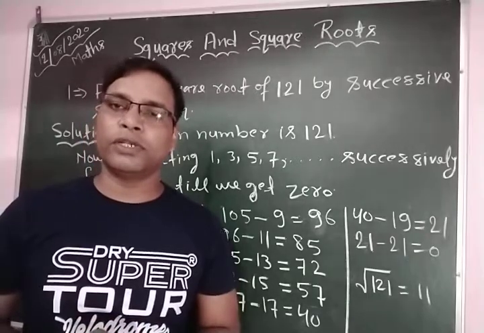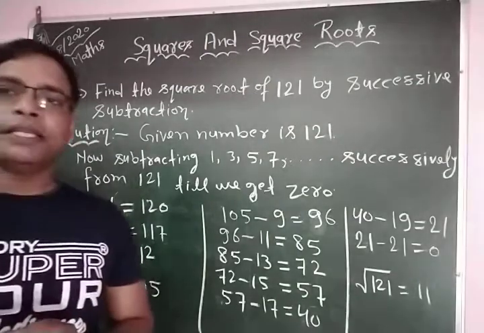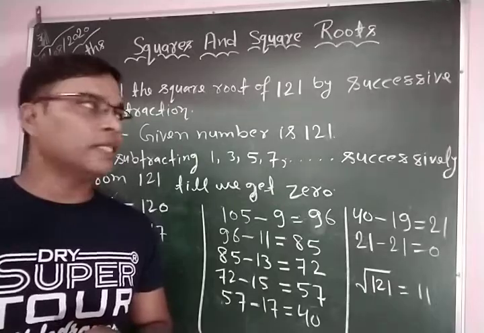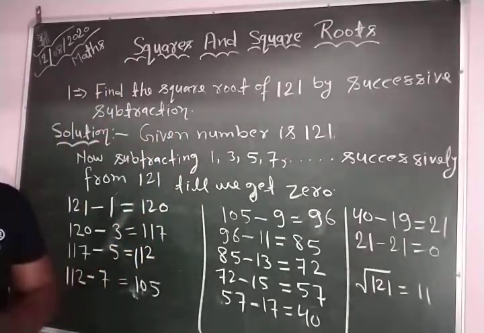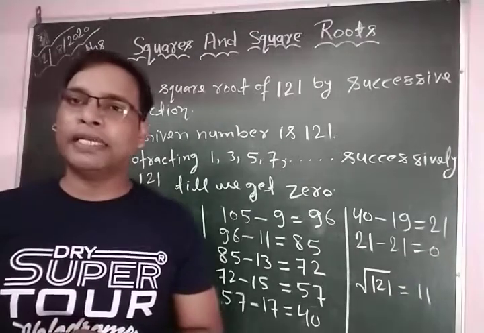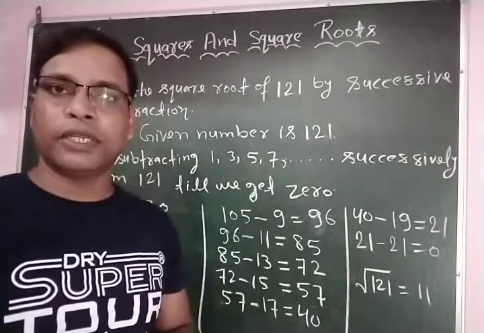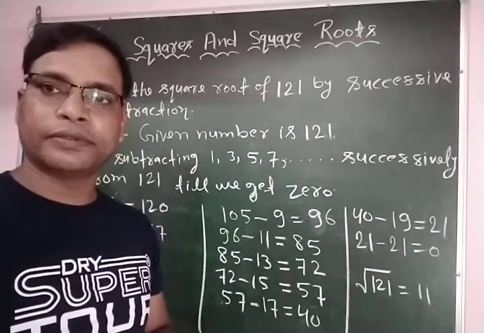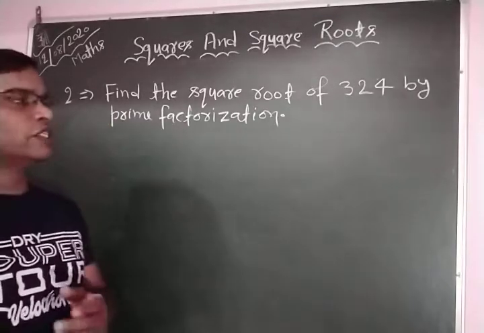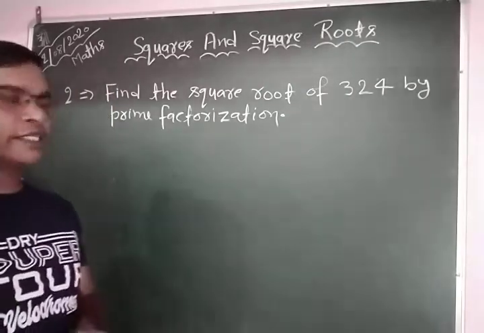Students, I hope all of you understood how to find square root by the repeated subtraction method or successive subtraction method. Now we are going to discuss how to find the square root of a number by the prime factorization method. Let's see how to do that. The next example is find the square root of 324 by prime factorization method.